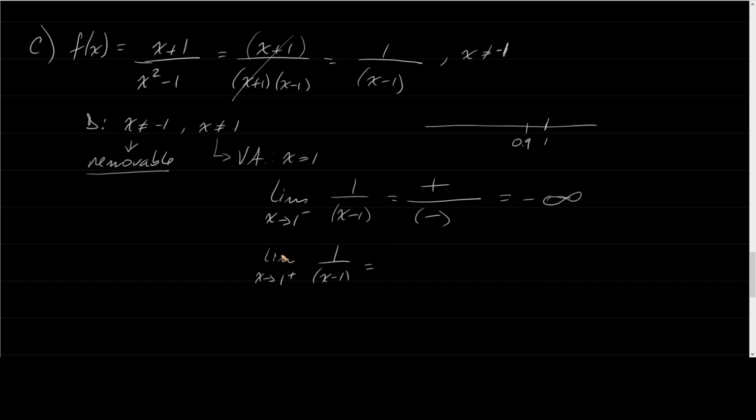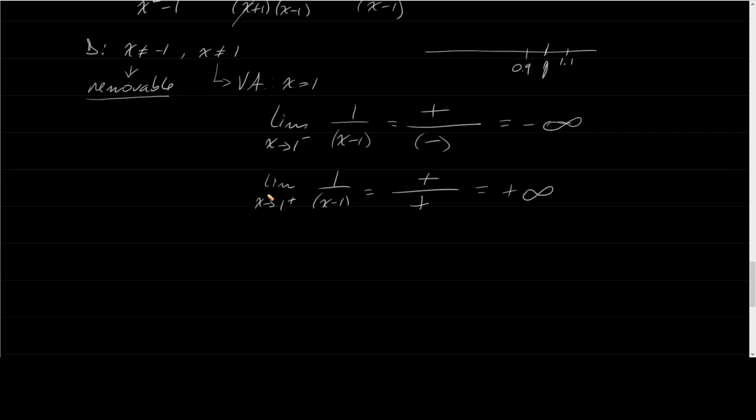On the second one, we're approaching it from the right, so something like 1.1, that's on the right of 1. The top is just positive, and if I plug in 1.1 on the bottom, 1.1 minus 1 is a positive value. So overall, this is positive infinity. We already knew that it went to some sort of infinity, so that's what happens around that vertical asymptote.